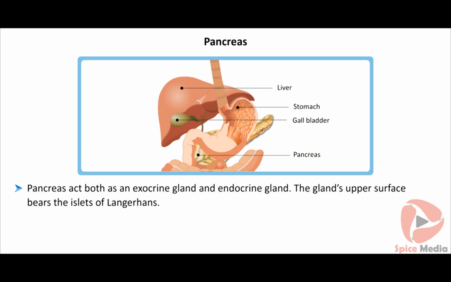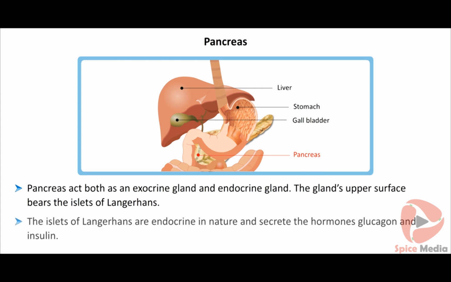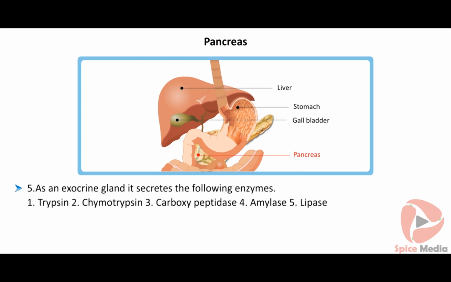Pancreas is a long, leaf-shaped gland located just below the stomach. Pancreas secretes pancreatic juice and it is connected with the duodenum through the pancreatic duct. Pancreas acts both as an exocrine gland and an endocrine gland.